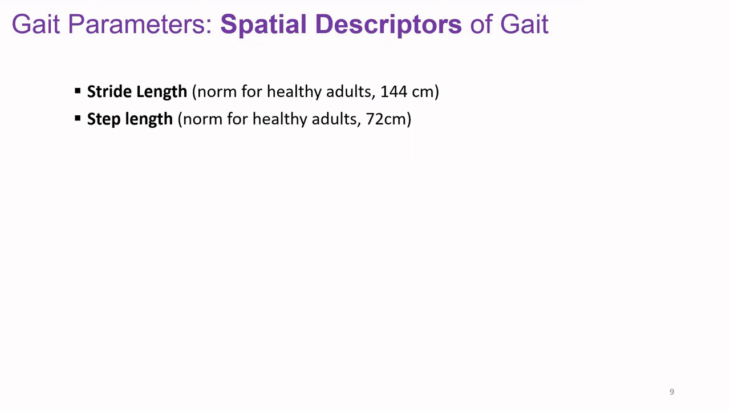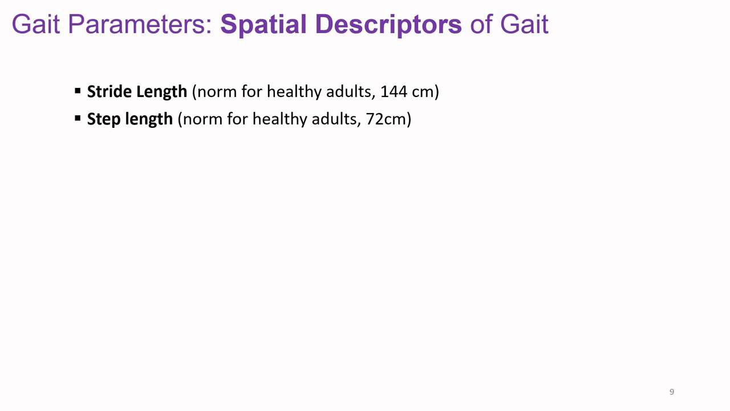Gait parameters can be split into spatial descriptors of gait and temporal descriptors of gait. Some of the basic spatial descriptors of gait, together with their approximate normal values, are as follows. Stride length has a norm for healthy adults of about 144 centimeters. Step length has a norm of about 72 centimeters.